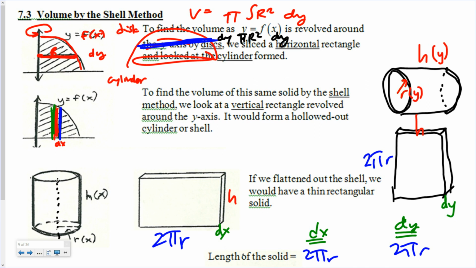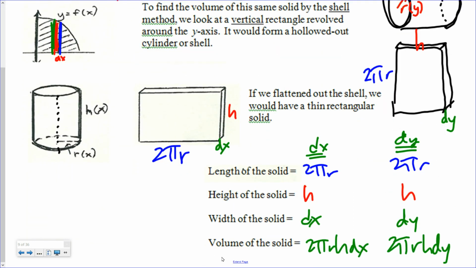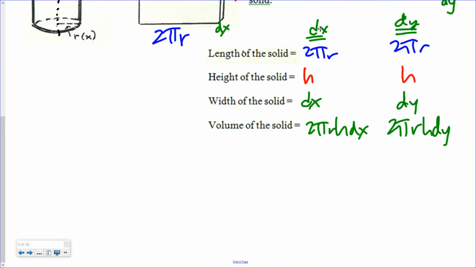So what happens, and you can write this on your notes, is that you get this for a dx cylinder: the length of the solid is 2 pi r, the height is h, the width is dx. So when you multiply them all together, the volume of one hollow cylinder, they call it a shell, is 2 pi r times h times dx. You just multiply them all together.